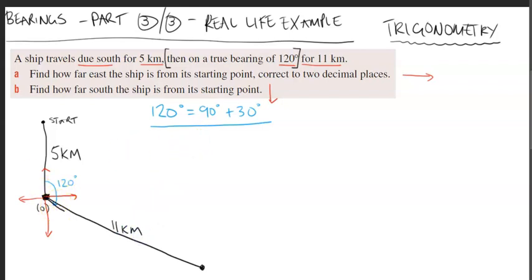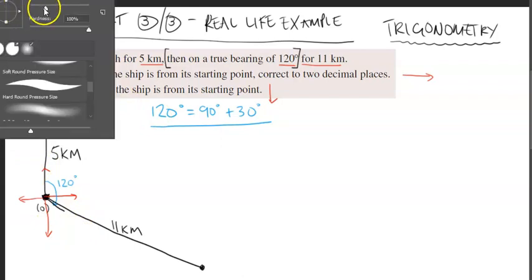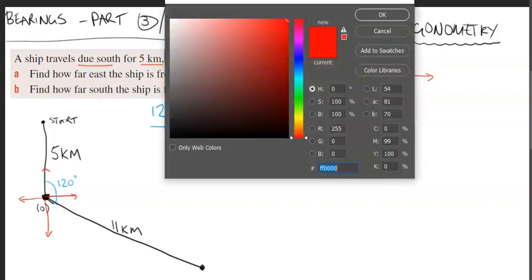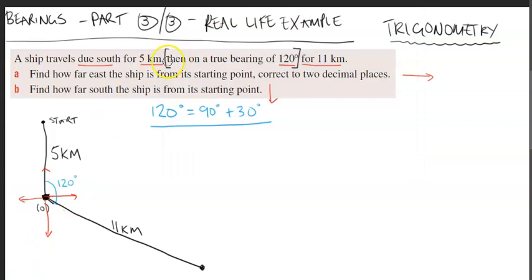Now, a lot of people, when they first attempt this type of example, most likely will get a different diagram, and therefore a different solution to the one that I have here, or in any question similar to this, because of the words here, then on a true bearing. So it went 5 kilometers, then on a true bearing from that spot, from this new hypothetical origin, a true bearing of 120 degrees, which is here, and then 11 kilometers after that.